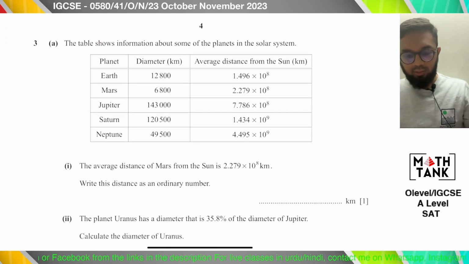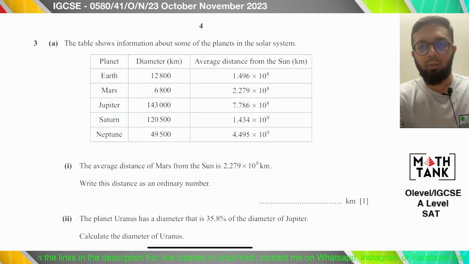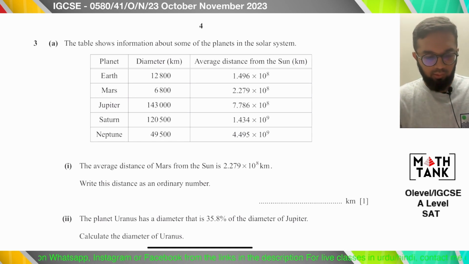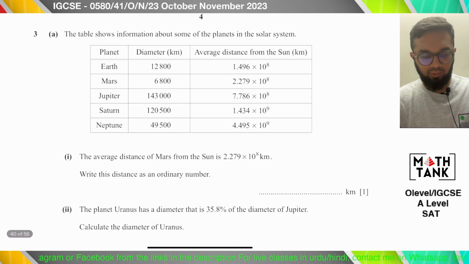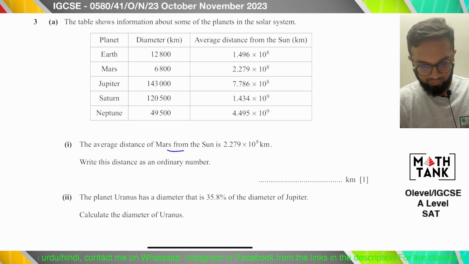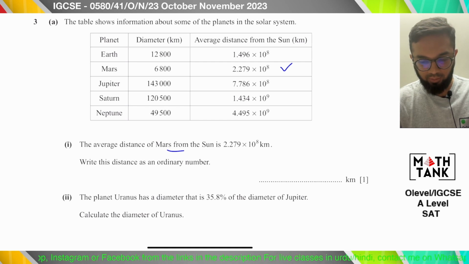Then I have a standard form question. Let's look at that. The table shows information about some of the planets in the solar system: Earth, Mars, Jupiter, and so on. The average distance of Mars from Sun is 2.279 × 10^8. Write this distance as an ordinary number.